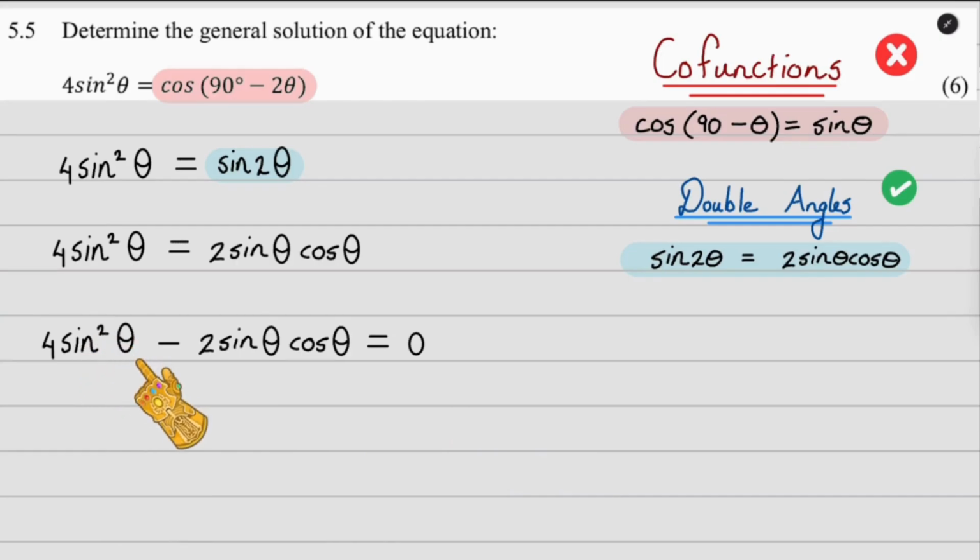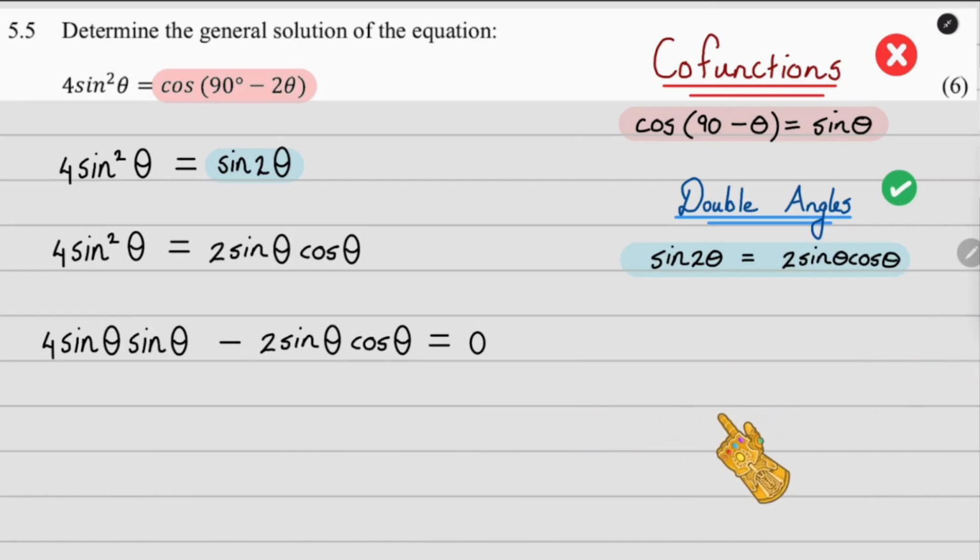Sine squared theta is just a shorter way of writing sine theta times sine theta, like this. And now we can recognize the common factor a lot easier. They both have a sine theta, this term as well as this term. And they both are divisible by 2. So my HCF is 2 sine theta. And you want to be able to recognize that with this just being the 4 sine squared. So I'm going to change that back quickly.